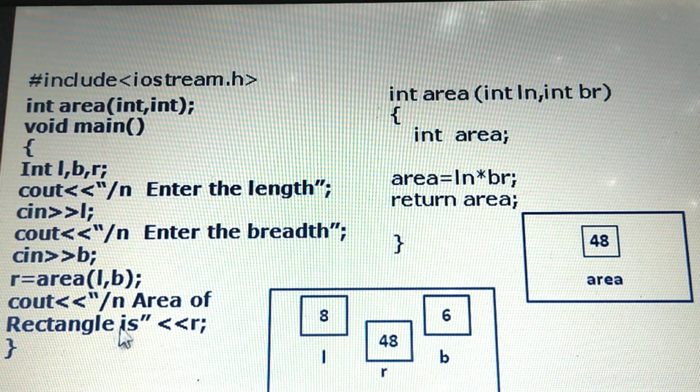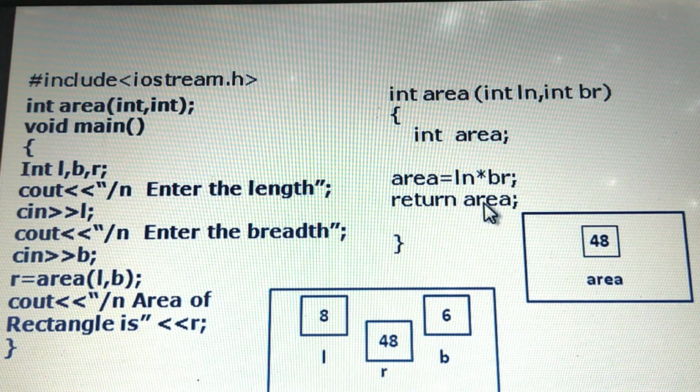Okay. In such a way we can implement the fourth type of function with the argument and with the return value in the program. Here, instead of using area, we can use the equation: return ln into br. That also will give the result to r. Instead of using an output variable, we can use return ln into br. Equation also we can give here.